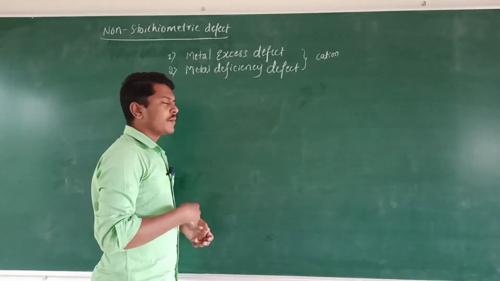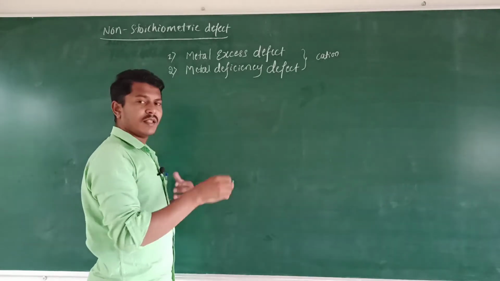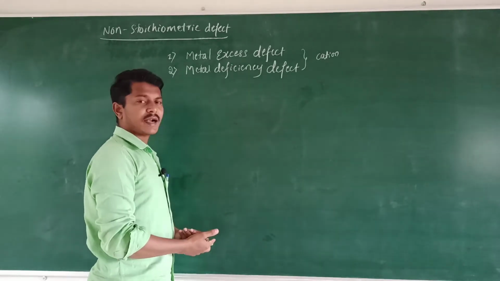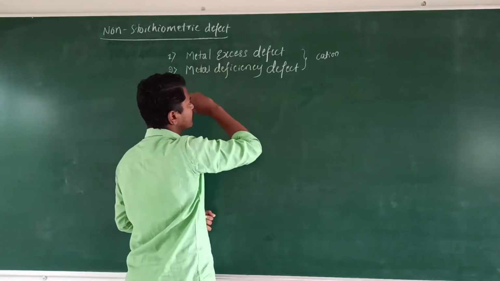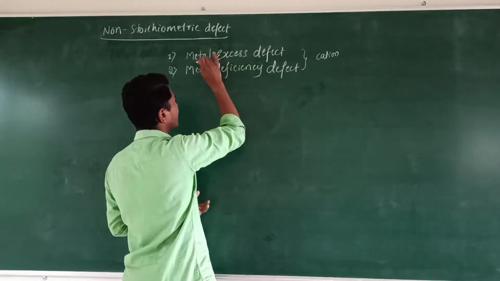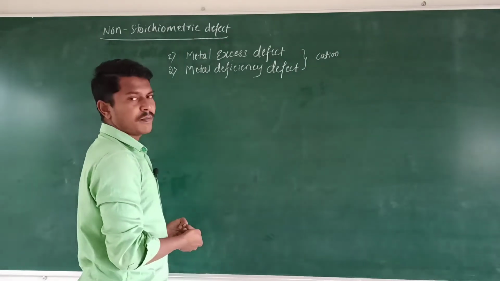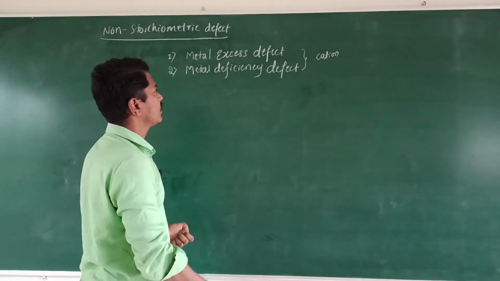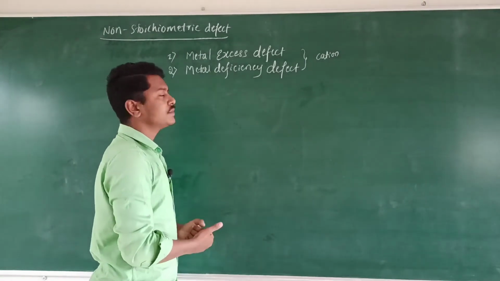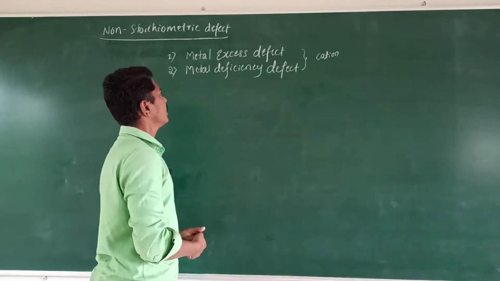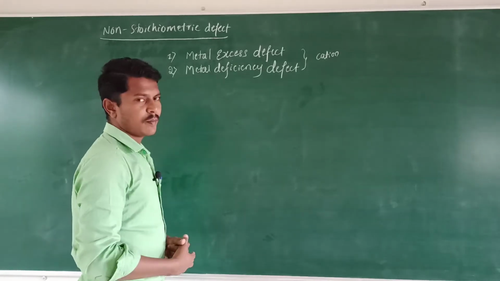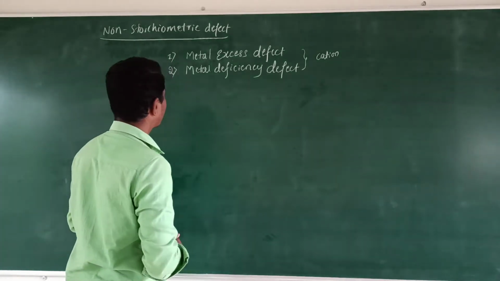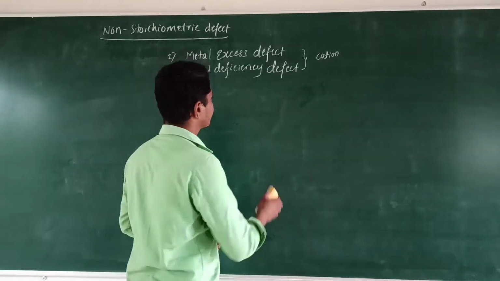The metal is made up of metal ions, meaning it has so many cations. The excess of cations makes the defect; this type of defect is called a metal excess defect. The limitation or absence of cations makes the metal deficiency defect. Let us go one by one. First, the metal excess defect.